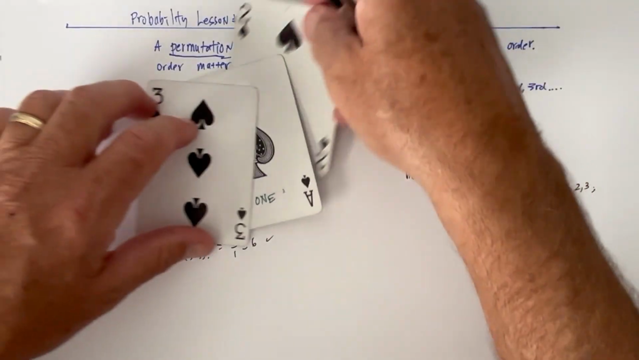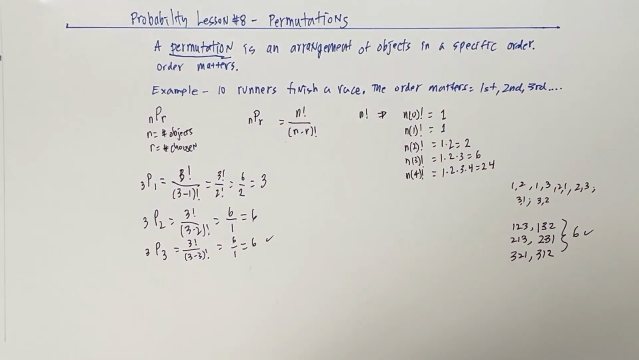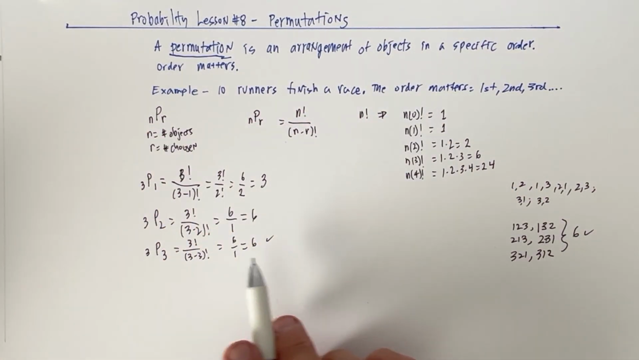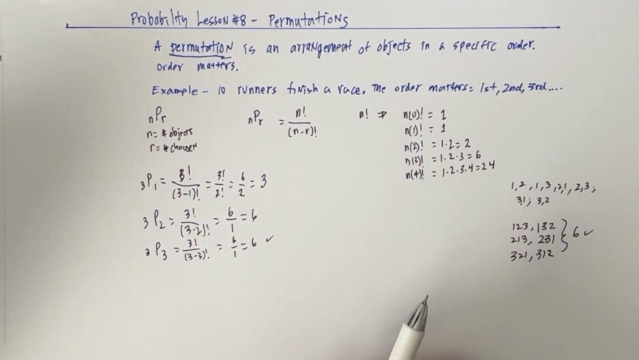So I hope you learned a little bit about permutations. It's used in probability quite a bit. It's a good thing to know about. There's your basic formula, your basic definition, and then here are some examples that we did. Hopefully that'll bring the concept home to you.